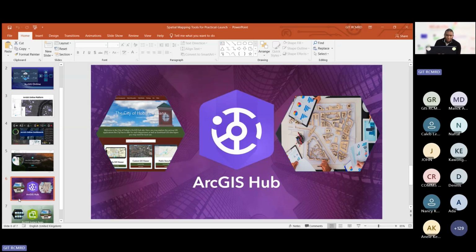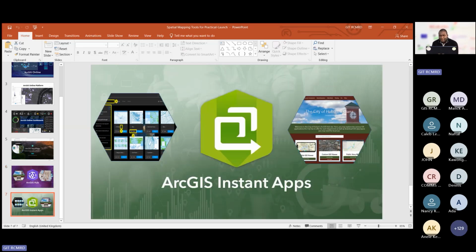Lastly, we have what we call ArcGIS Instant Apps. Instant apps are applications made within ArcGIS that allow you to quickly interact with the data. For example, if you want to compare information generated in 1990 with information generated in 2025, you can use an app like a slider to check the changes that have happened in a particular place. Those are the tools that we shall be using for mapping in this particular course.